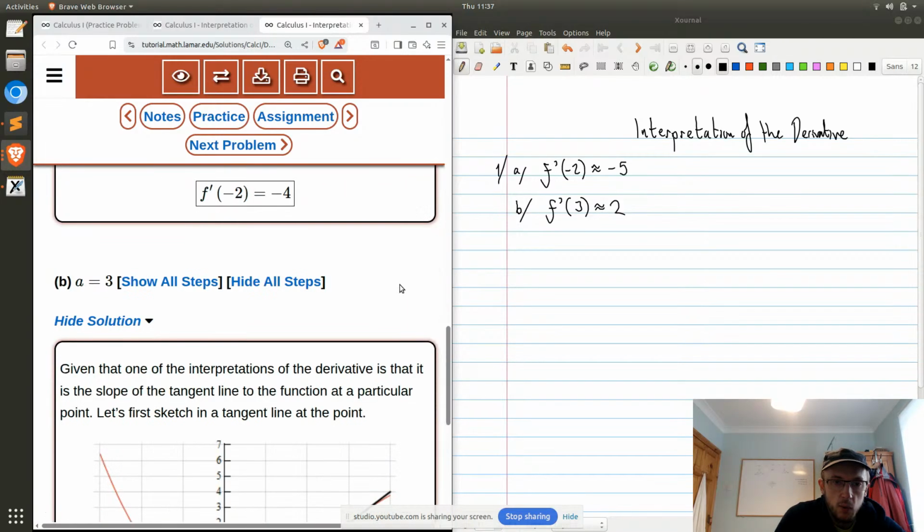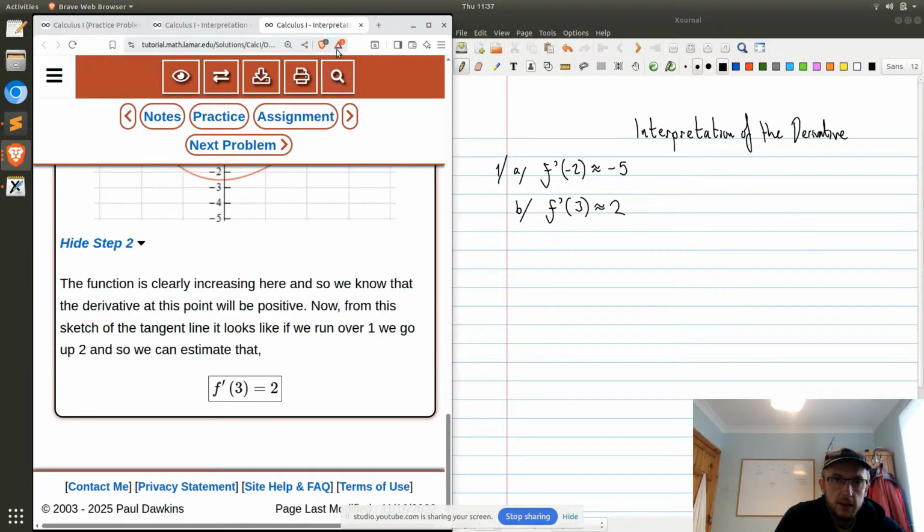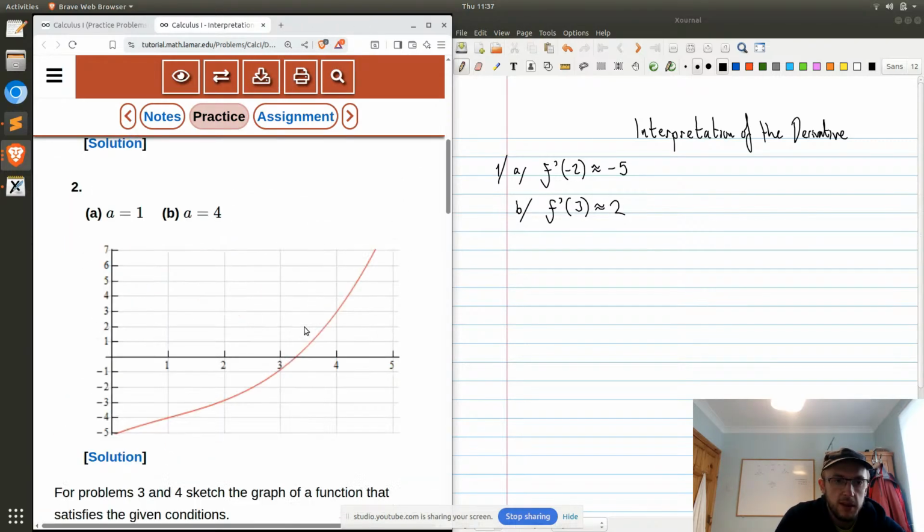Okay, so they've said -4 instead of -5, and they've said 2. As these are estimates, it's not so bad, but f prime of 1. Okay, as you can see, the tangent line at the graph at this point right here appears to connect from there to there. So I would say 2. F prime of 1 is approximately 2.